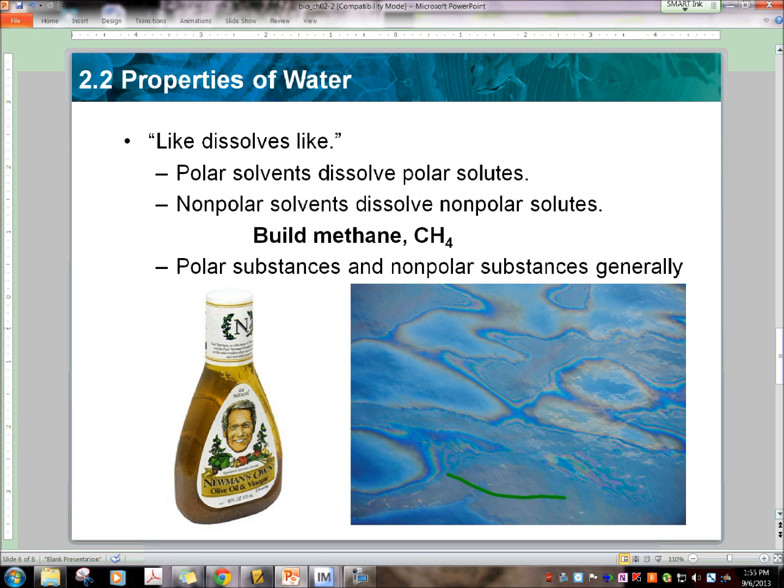Okay, now, I want you to make methane. Use your kits, use the keys on the box. Everybody make methane.